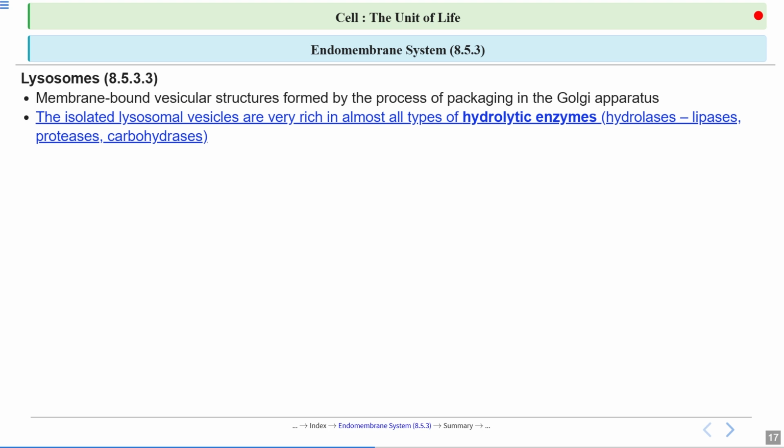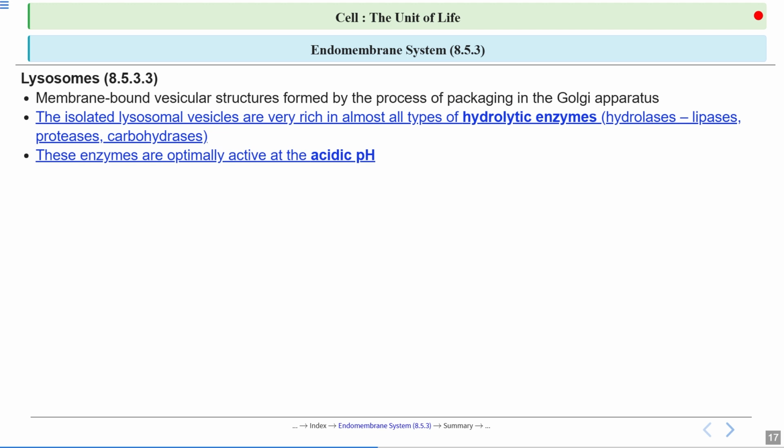Why? Because they consist of almost all kinds of hydrolytic enzymes, such as hydrolases, like lipases, proteases, and carbohydrases. What is the function of lipases? Lipases will degrade the lipids. Proteases will degrade the proteins, and carbohydrases will degrade the carbohydrates. Clear? Now these enzymes are optimally active at acidic pH.